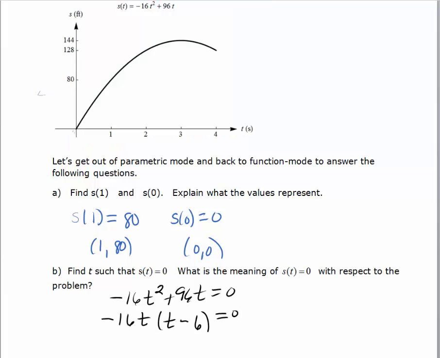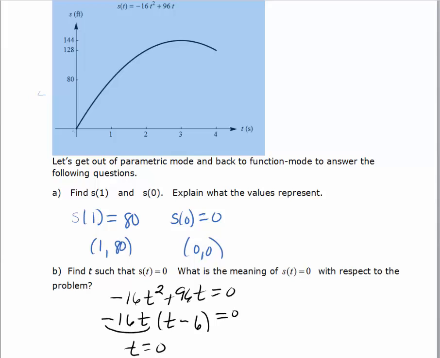So factoring results, if I factor out a negative 16t, I'll get t minus 6 left in parentheses. So from this factor right here, I know that t equals 0. That's the one we already knew. And then from the t minus 6, I know that t equals 6. So after 6 seconds, the ball has hit the ground again, or the rock. I apologize for keep referring to that as the ball.